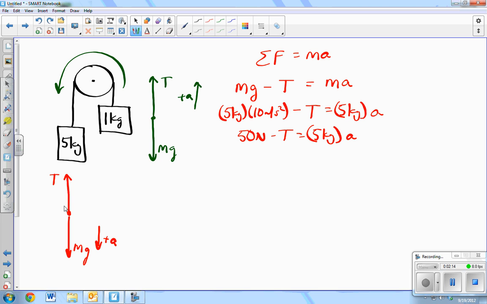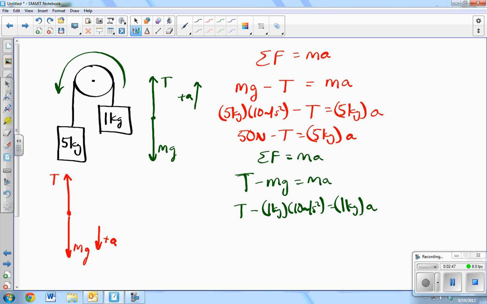So we look to the other free body diagram. Now, in this case, tension minus mg equals ma. If you put mg minus tension, you will get acceleration equals 9.8 meters per second squared. We'll show that to you in a second. Tension minus the mass, 1 kilogram times gravity, 10 meters per second squared, equals 1 kilogram times the acceleration. Tension minus 10 newtons equals 1 kilogram times A.